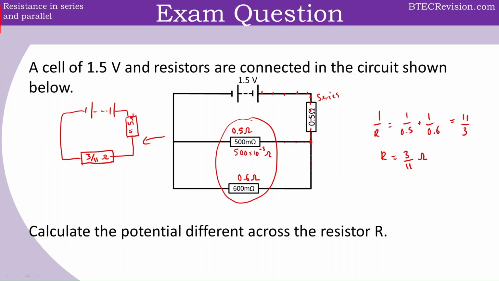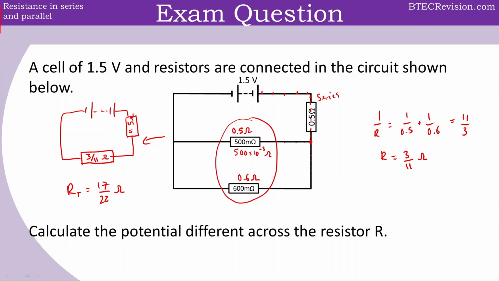Now these two resistors are in series, and that's easy. We can just add them up. So that's 3 divided by 11 plus 0.5, which gives us a total resistance in the circuit equal to 17 over 22 ohms.